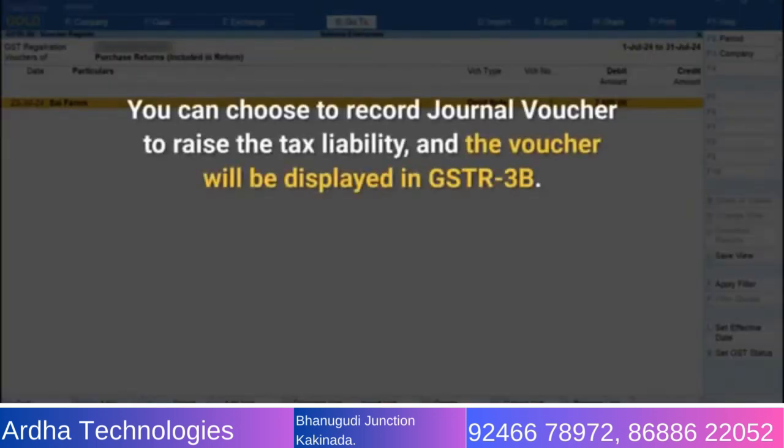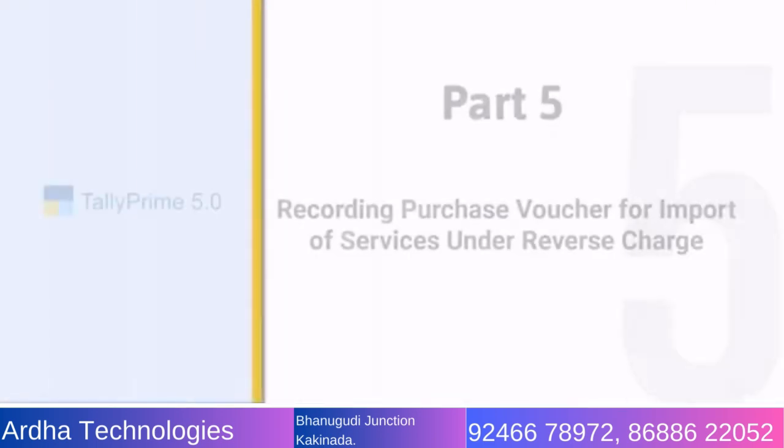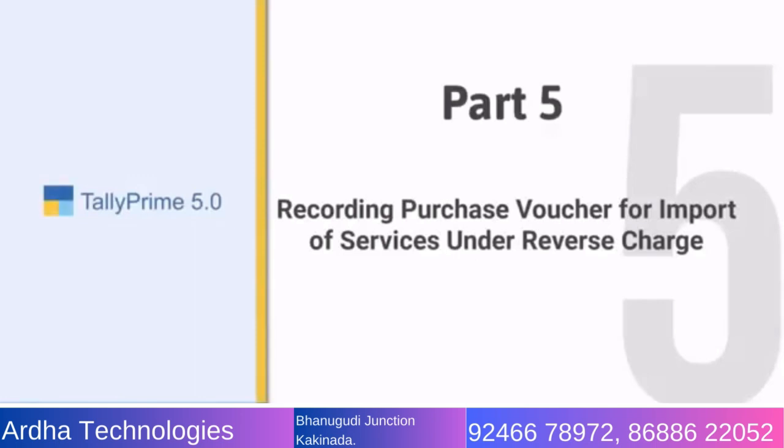As per your business practices, you can choose to record a journal voucher to raise the tax liability. Rest assured that GSTR 3B will display the journal voucher instead of the debit note. The import of any services from any country to India attracts reverse charge. Now, let's see how to record import of services.